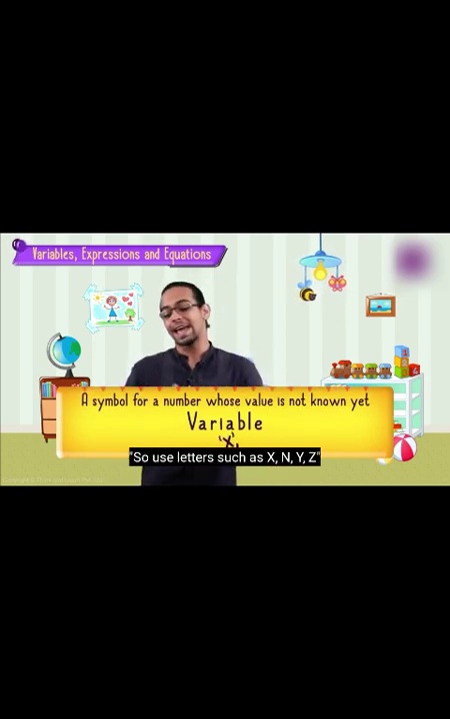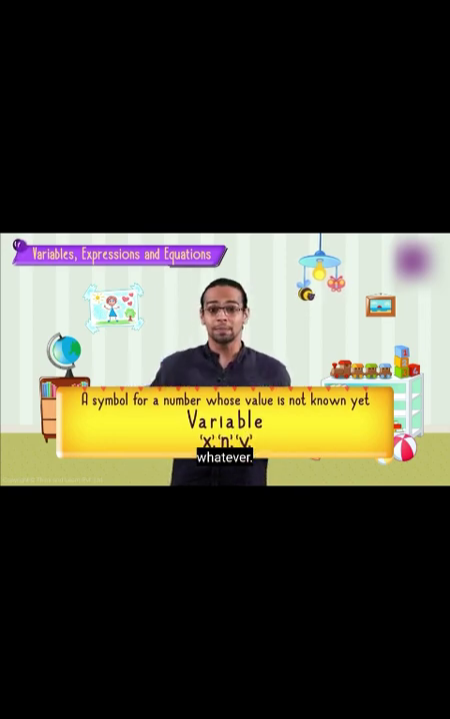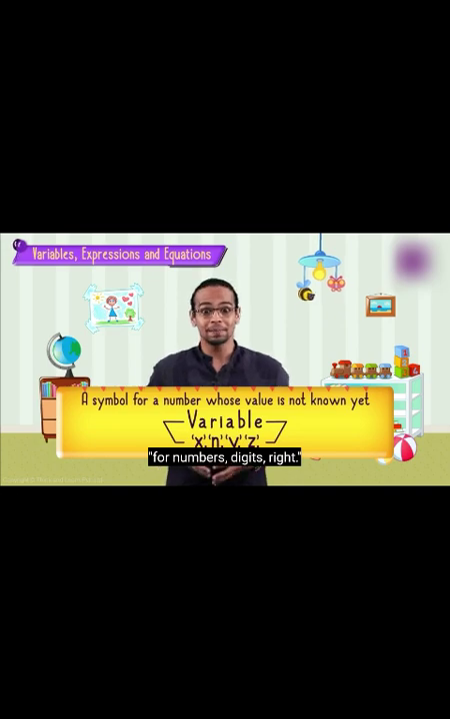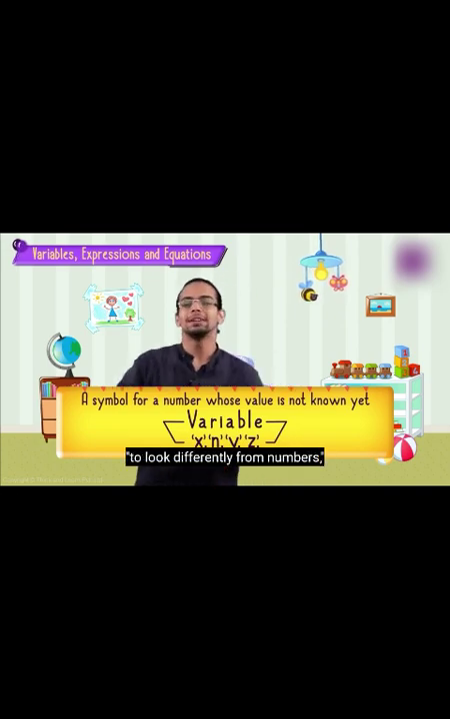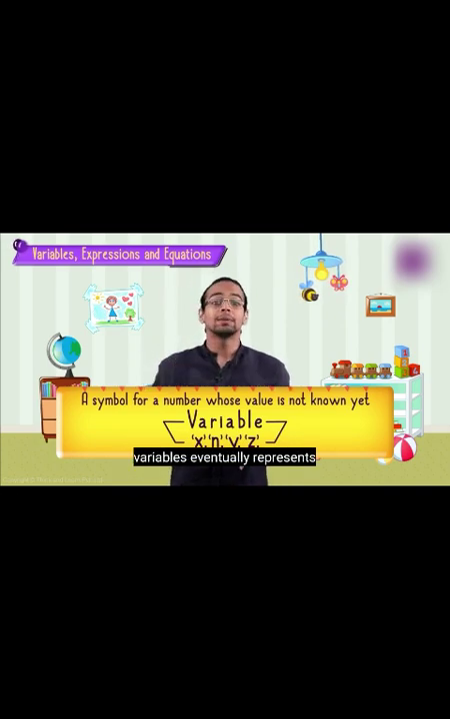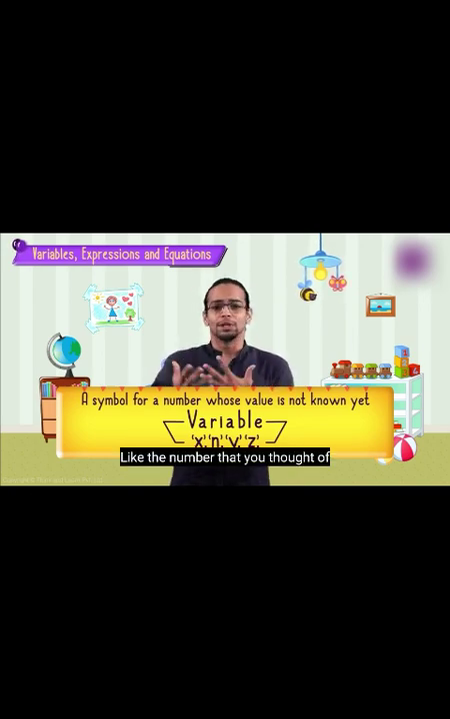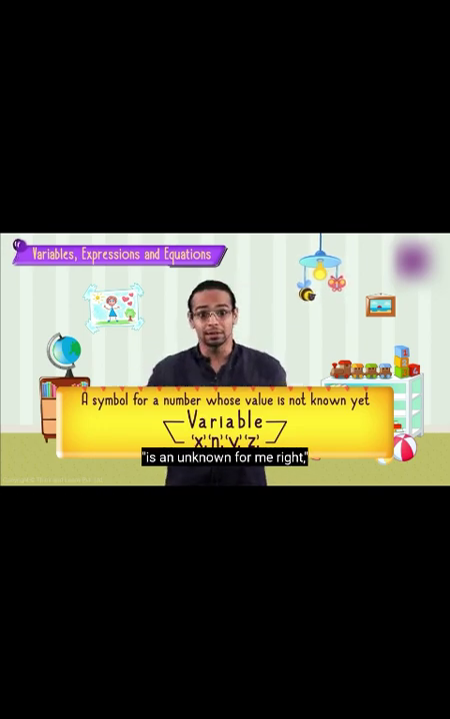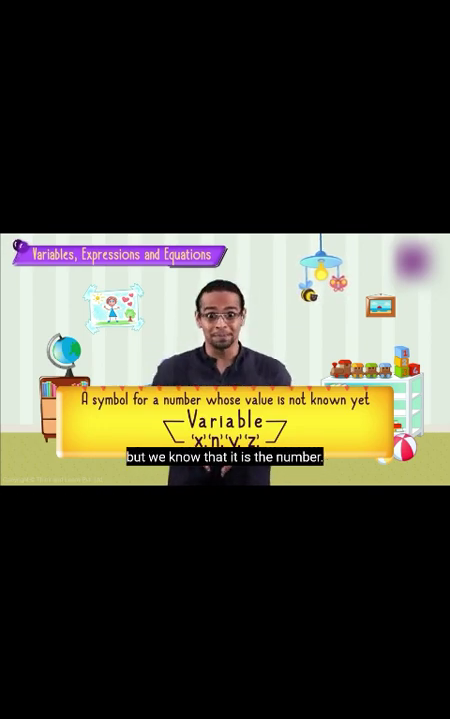So we use letters such as X, N, Y, Z, whatever. Things that cannot be mistaken for numbers, digits, right? Now, although we choose variables to look different from numbers, variables eventually represent some number or the other. Like the number that he thought of is an unknown for me, right? But we know that it is a number.